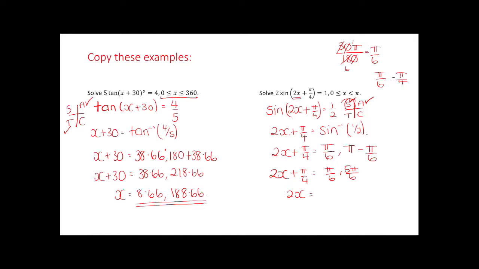So remember, to subtract fractions you need to have a common denominator. I'm going to use 12 for this one. So to change that 6 into a 12, I would times by 2. So that means I've got 2 pi on the top. To change the 4 into a 12, I'm going to times by 3. So that's going to give me 3 pi over 12. 2 pi take away 3 pi gives me negative pi over 12. So my first answer for 2x is negative pi over 12. Using a similar strategy, you would then work out that your next answer is 7 pi over 12.